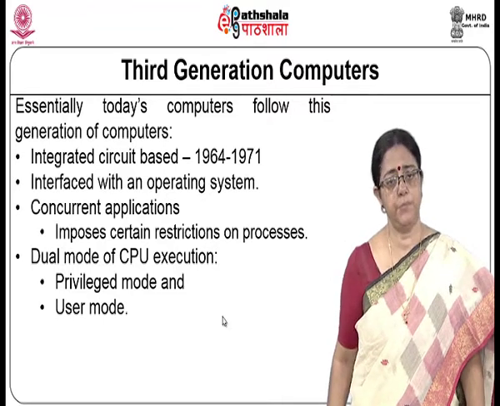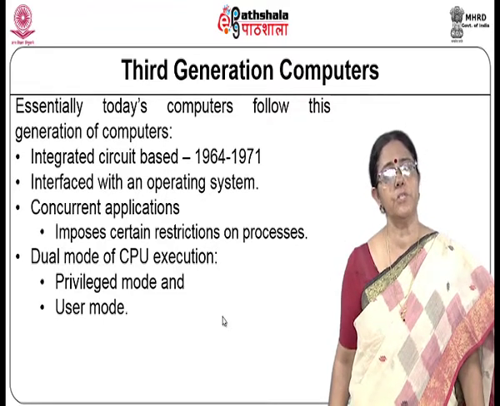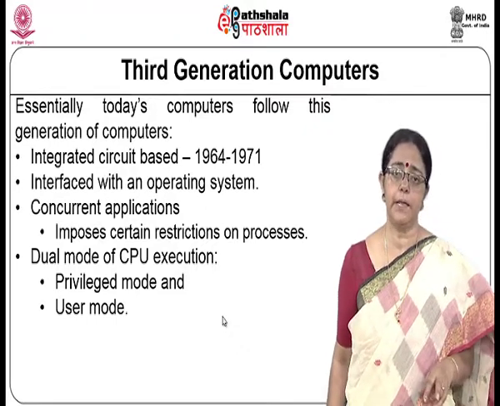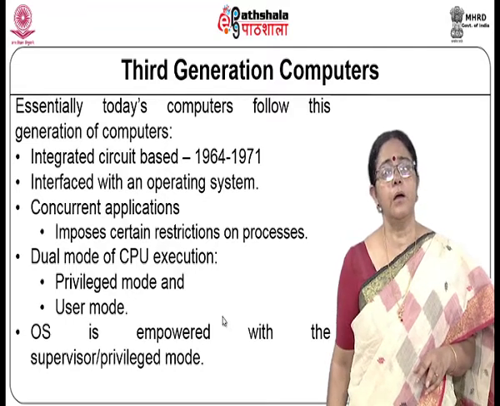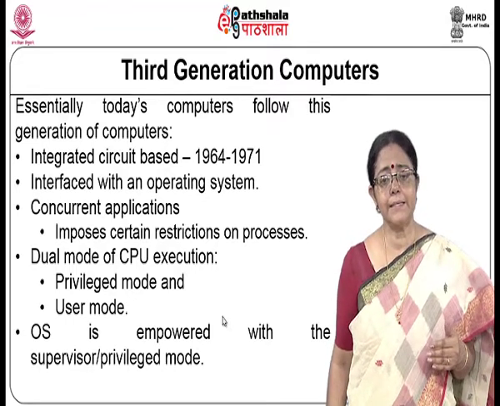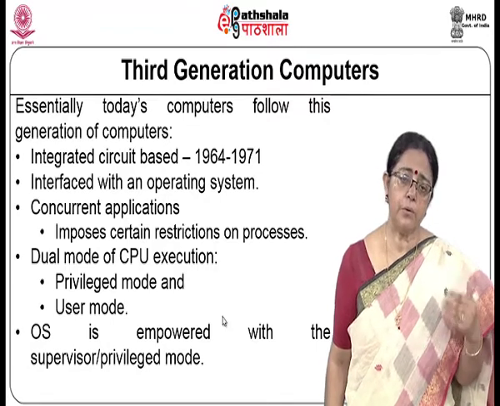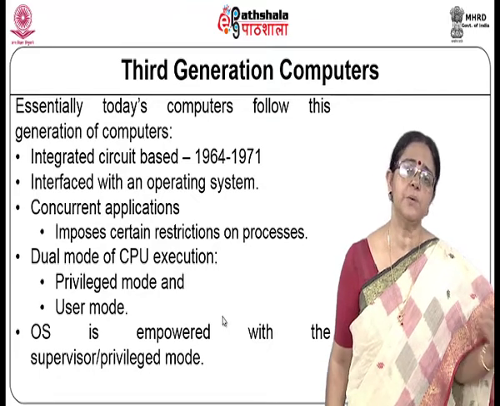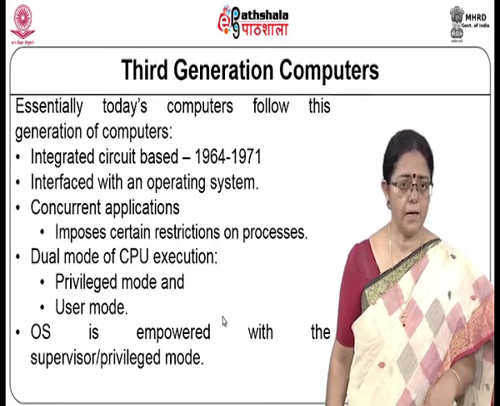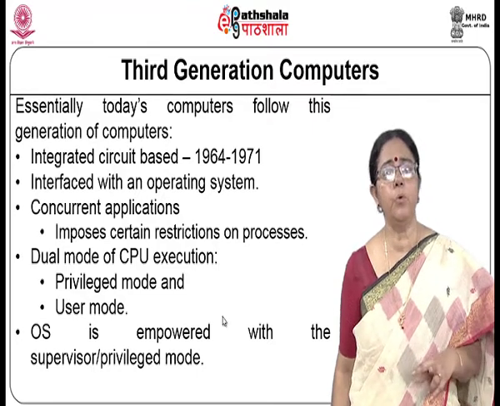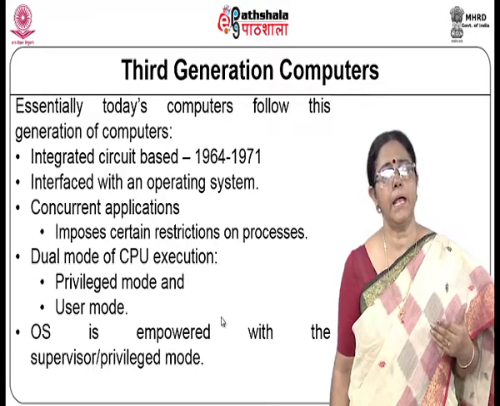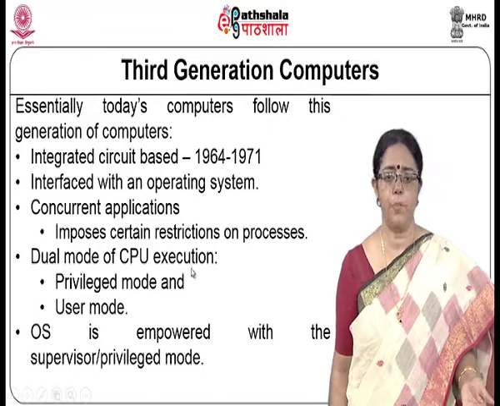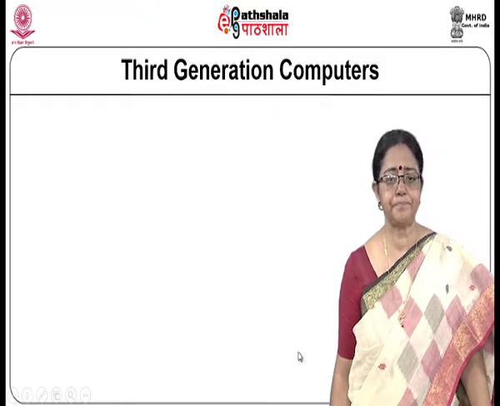In this generation of computers we had a dual mode CPU. What is a dual mode CPU? Dual mode CPU has two different modes. One is called the privileged mode and the other is called the user mode. Now, OS runs in the privileged mode. So, whenever OS is running, it runs in the privileged mode, and whenever the user process is running, the user process runs in the user mode. So, in dual mode operation, we have the advantage of running certain instructions only by the operating system. We will just now look at that.